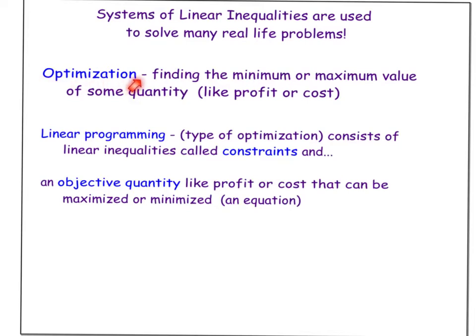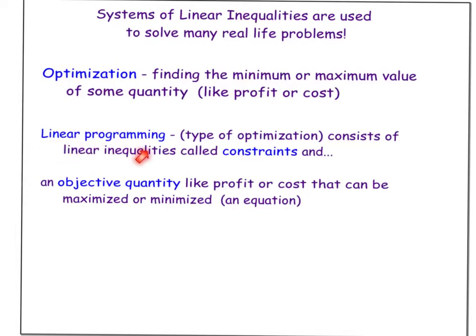Optimization is just finding the minimum or the maximum value of something. It's why we have systems of linear inequalities, because business owners, CEOs, they use it to find the optimal circumstance where you would have the most profit or the least cost. So we're going to be using our systems of inequalities to find the minimum and the maximum point.